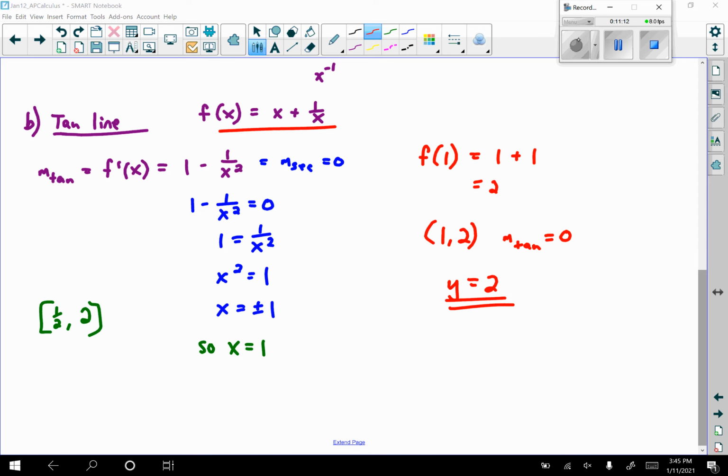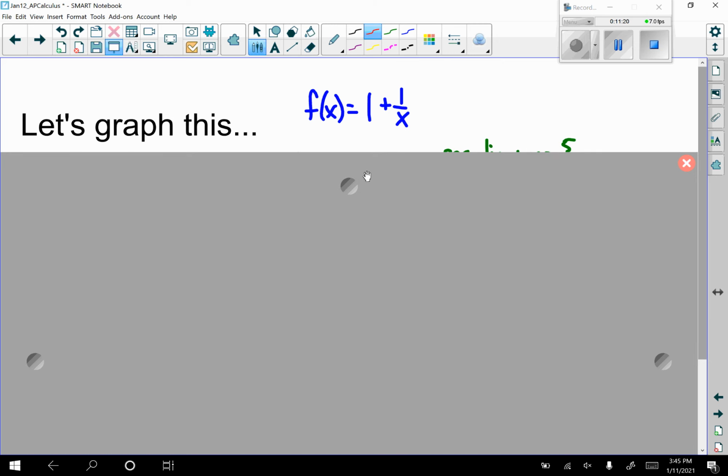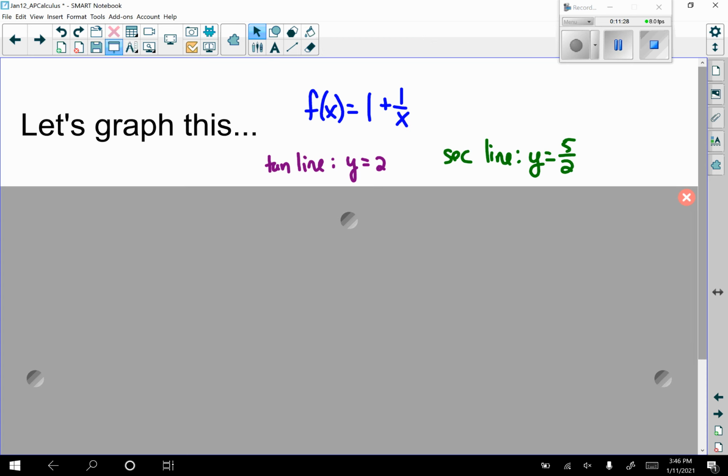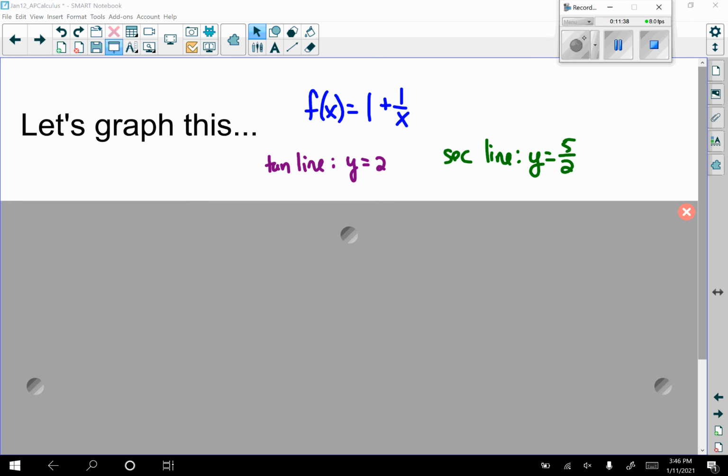All right, so now let's go ahead and check this graphically. So on your calculators, I want you to go ahead and graph the function 1 plus 1 over x. And then I also want you to graph the secant line, y equals 2.5 or y equals 5 halves, and then the tangent line, y equals 2. If you need more time, pause the video again, but let's take a look. Hopefully you're getting this.